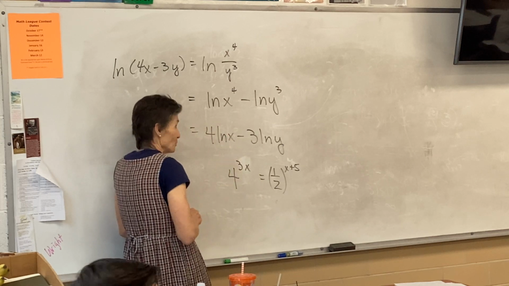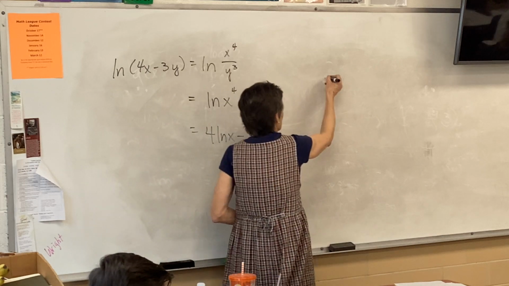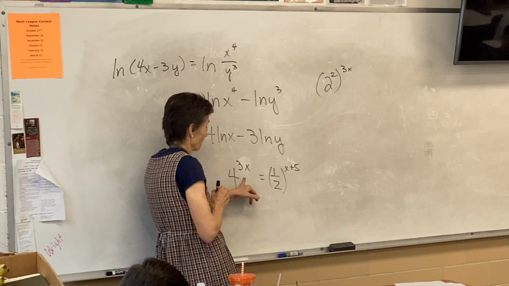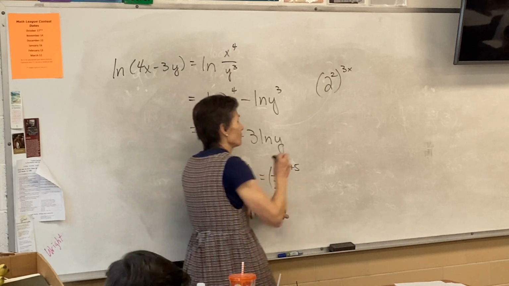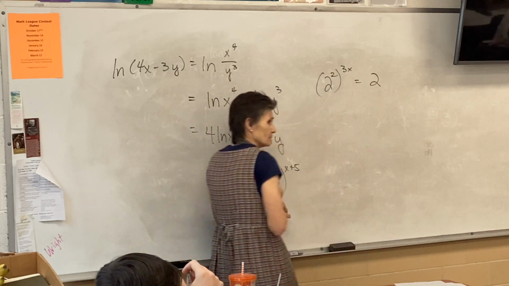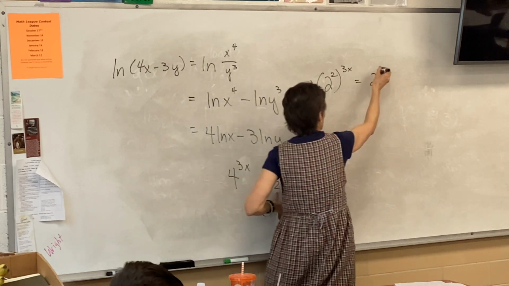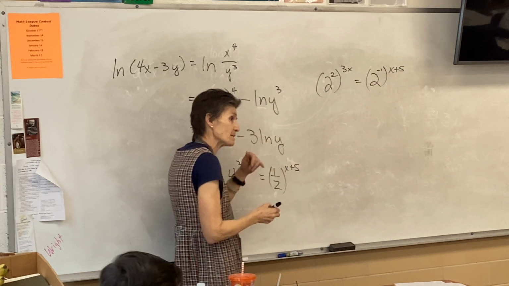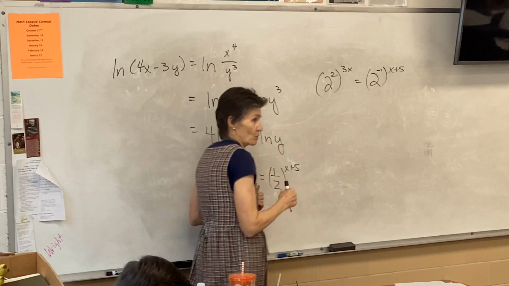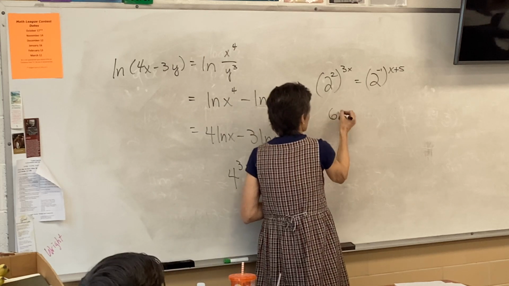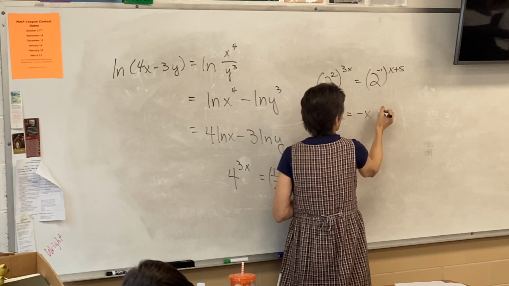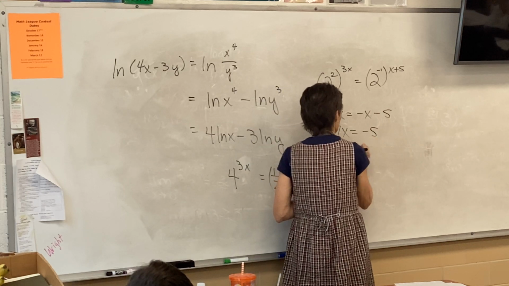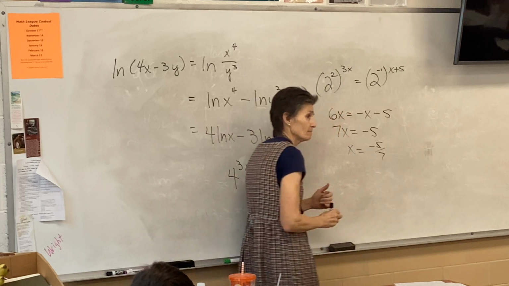2. So 4 is 2 squared. And what's 1/2? 2 to the negative first. And as soon as you have the same base, then you can just solve your exponents. So 6x equals negative x minus 5. So 7x equals negative 5 and x equals negative 5/7.